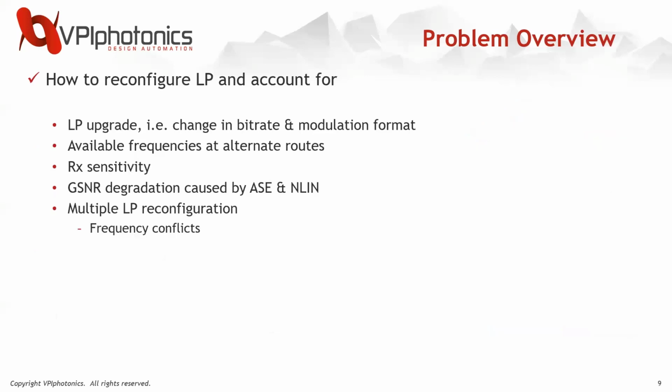So the question is, how to reconfigure one or several lightpaths in an optical network and account for the requested traffic growth, available frequencies and alternate routes, the receiver sensitivity and GSNR degradation, and potential frequency conflicts which appear when several lightpaths are reconfigured at a time.